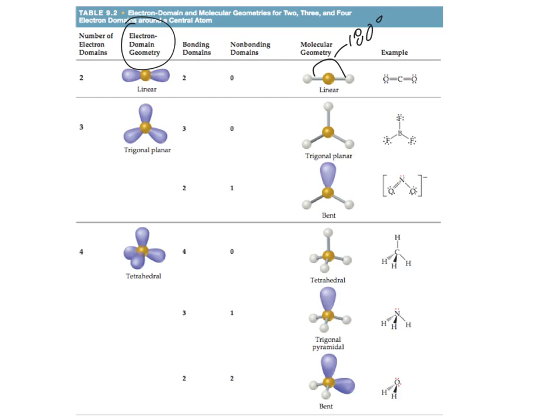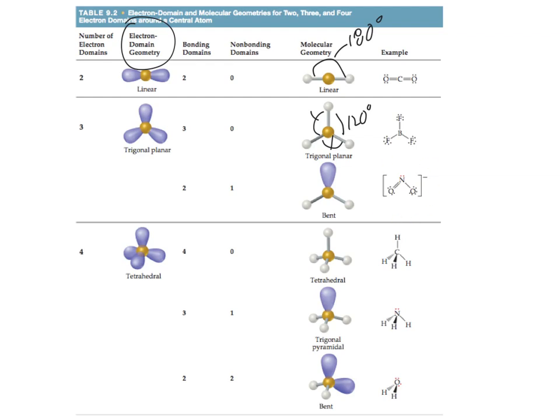Okay, now since there are no non-bonding domains on the central boron atom, trigonal planar is also going to be your molecular geometry, so your actual shape of your molecule. And the bond angle associated with a trigonal planar shape is 120 degrees. Okay, so each one of these are the same. Now let's go ahead and look at this next example below.